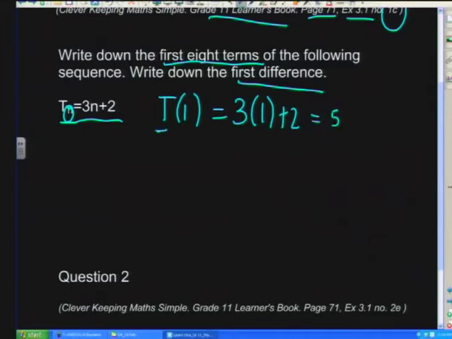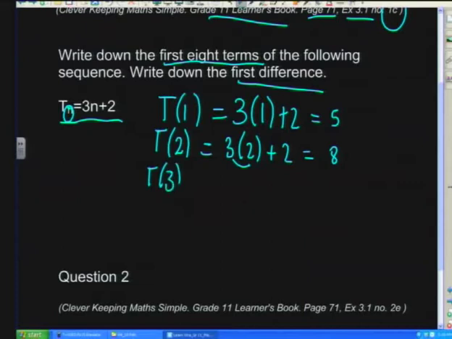Similarly, if I want term 2, I substitute 2 in place of n. So it's going to be 3 times 2 plus 2, which gives me 6 plus 2, which is 8. Term 3, we substitute 3 in place of n, and we get 3 times 3 plus 2. So that's going to give me 9, and 9 plus 2 is 11.